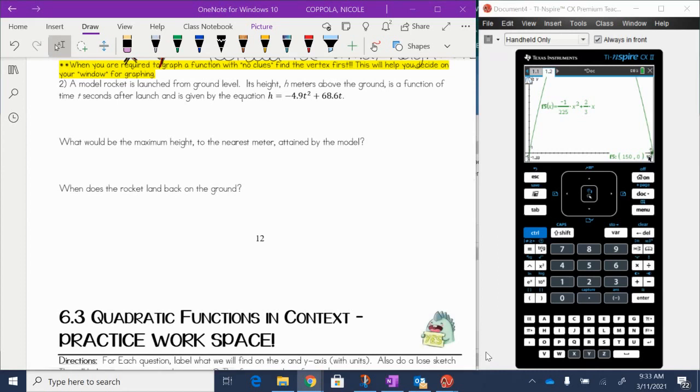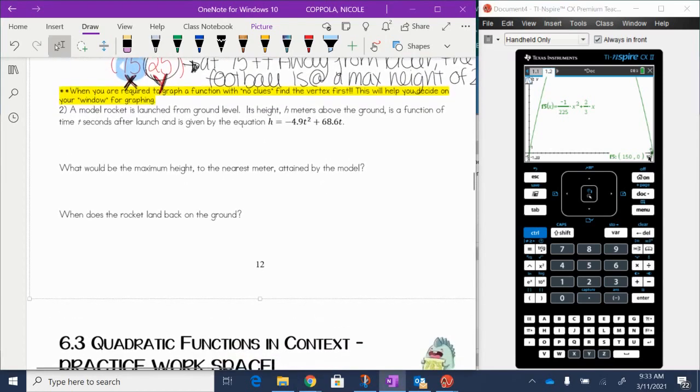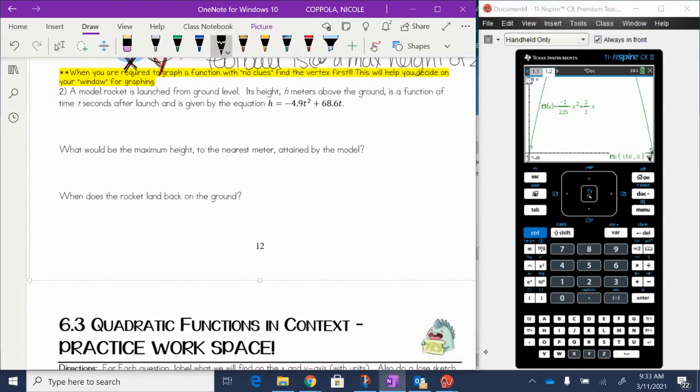Hey math people, in this video we're going to be looking at this example. When you're required to graph a function with no clues, as in this one you'll see in a second, we always want to try to find the vertex first. All right, so keep that in mind when we're working on this.